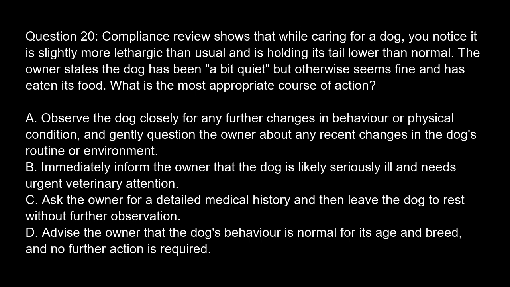Option A. Observe the dog closely for any further changes in behavior or physical condition, and gently question the owner about any recent changes in the dog's routine or environment. Option B. Immediately inform the owner that the dog is likely seriously ill and needs urgent veterinary attention. Option C. Ask the owner for a detailed medical history and then leave the dog to rest without further observation. Option D. Advise the owner that the dog's behavior is normal for its age and breed, and no further action is required.